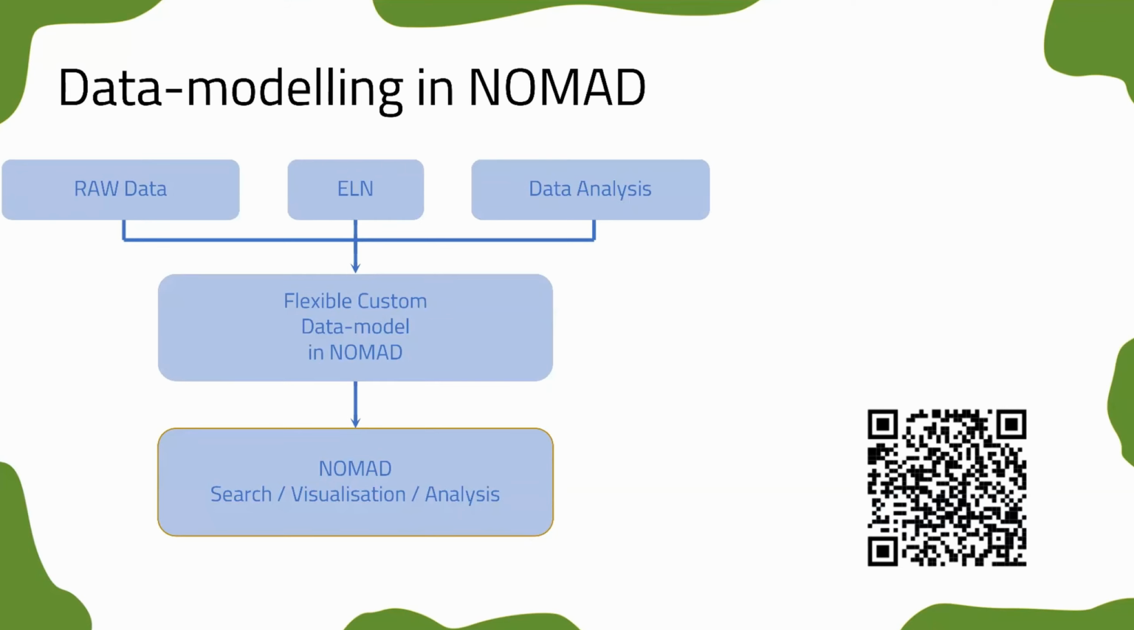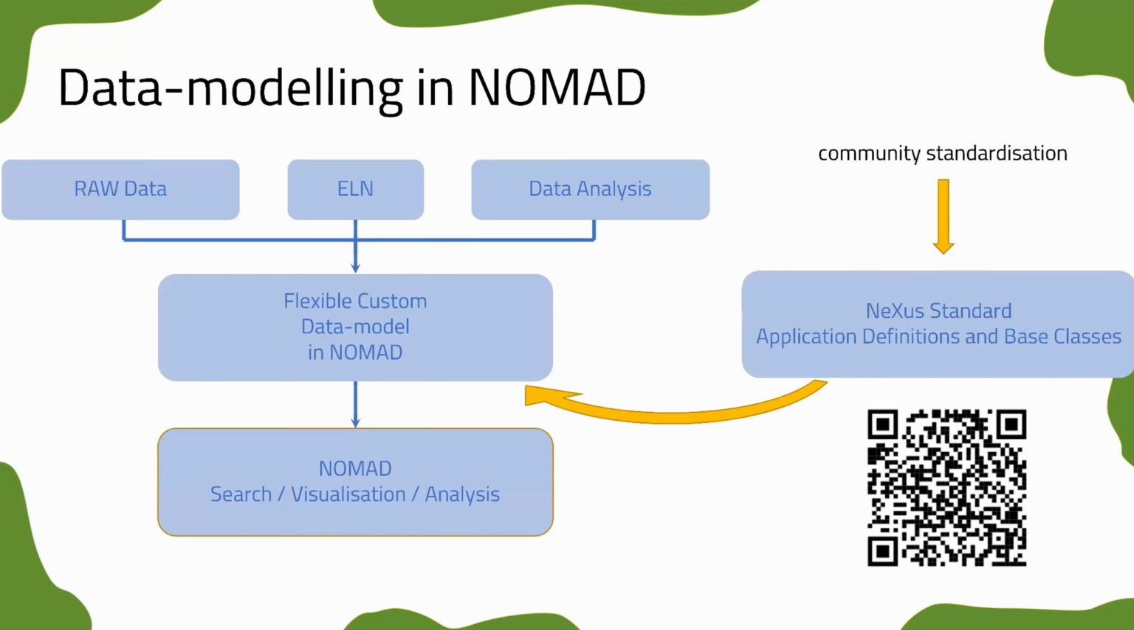This slide has already been shown: we have the raw data, information, data analysis, and in NOMAD you have a flexible system where custom data models can be put together, which covers all the needs of your laboratory. And if you have a community standardization, which, for example, is expressed in the NeXus standard, where you have the application definitions and base classes Heiko Weber has already mentioned, this can be done, and NOMAD can take all these things directly into the research data management platform, and you can use those concepts inside NOMAD seamlessly.